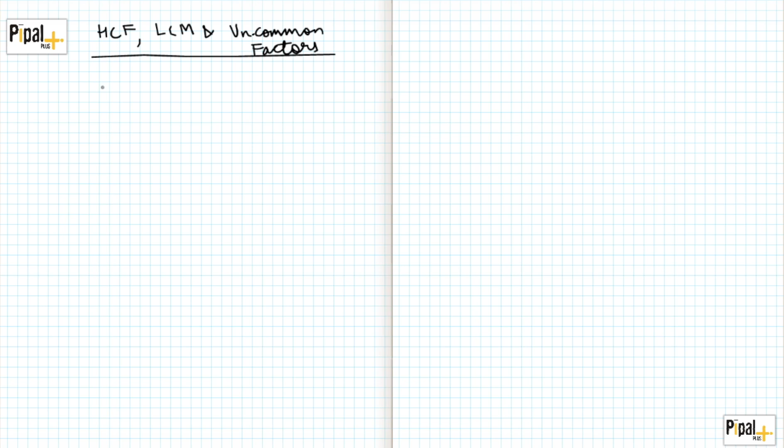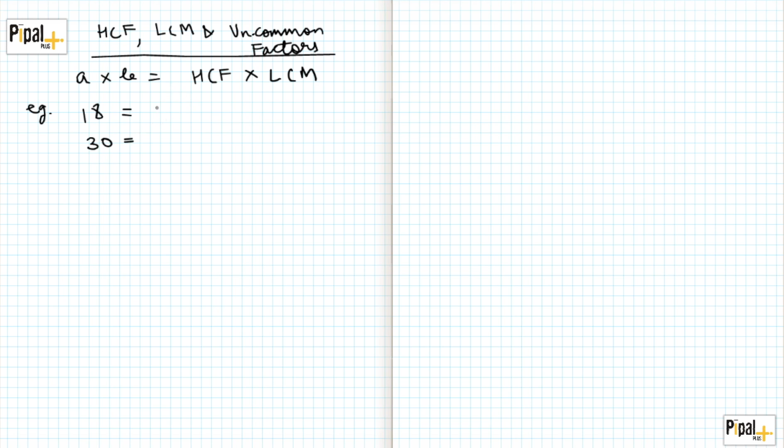Now continuing our discussion on HCF and LCM of two numbers, you would recall that the product of two numbers is equal to the product of their HCF and their LCM. Now we'll expand on this idea a little bit by taking an example, and the example is of these two numbers, 18 and 30, and let's prime factorize them and find out their HCF and LCM.